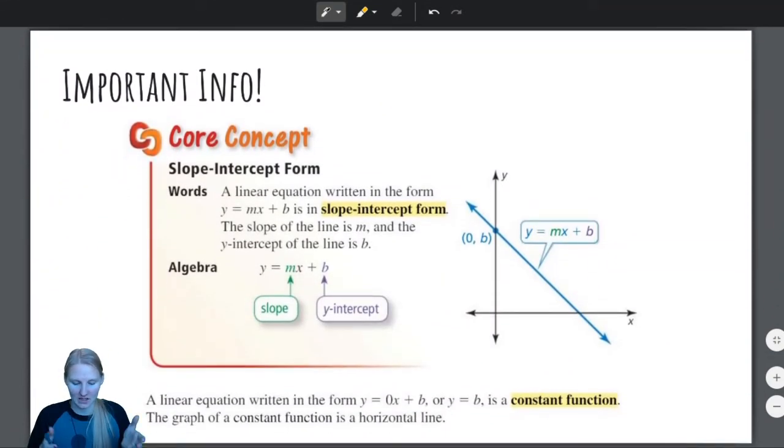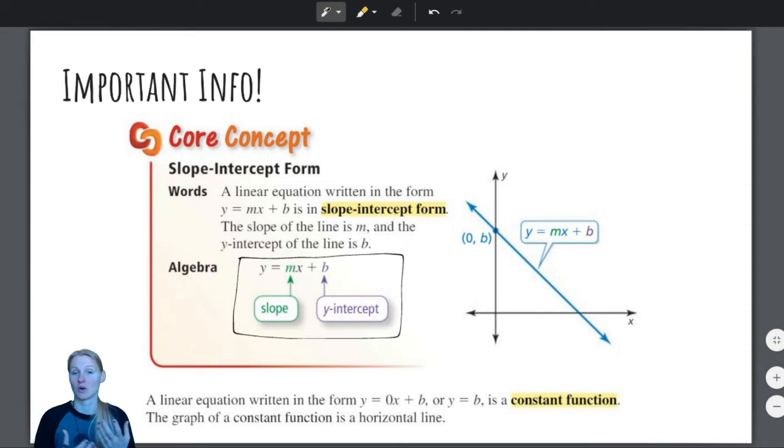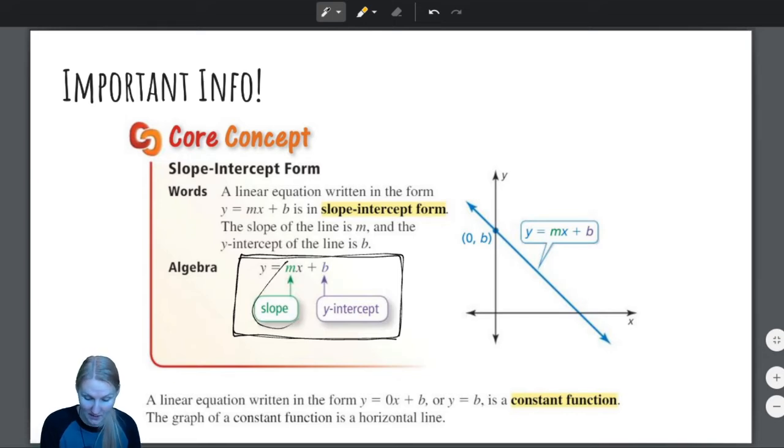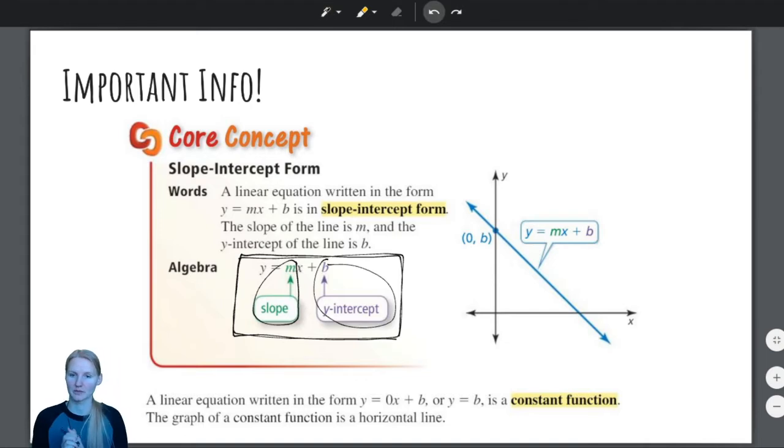Let's take a little bit closer of a look at this slope-intercept form. So m is the slope and b is the y-intercept. We briefly mentioned that in the last slide that we looked at. Make sure that this is in your notes. It is super important that you understand that m is the slope and b is the y-intercept. M is the slope, not mx, just m is the slope.